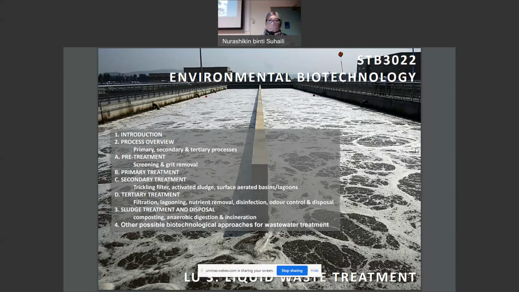All right. So those are the main processes. But before primary treatment, actually there is a pre-treatment, right? So pre-treatment, primary, secondary, tertiary, and also there is another branch of the treatment process, which is the sludge treatment and disposal. Finally, we're going to discuss some possible biotechnological approaches for wastewater treatment.